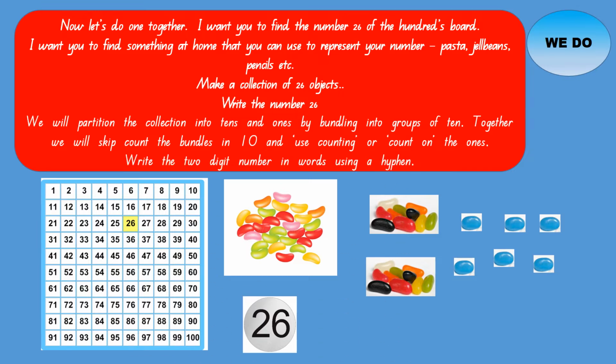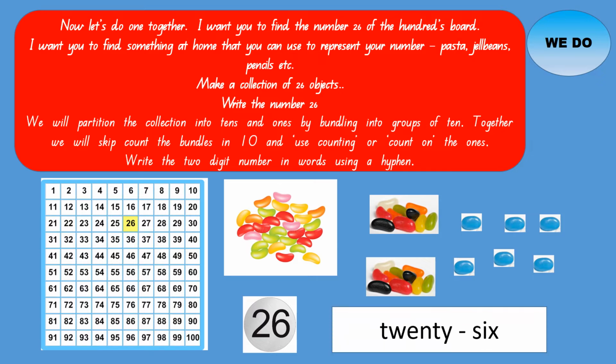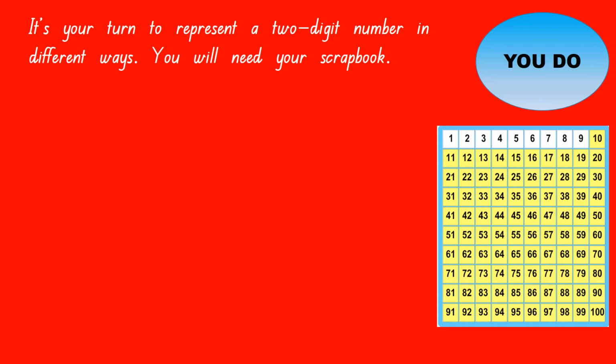Now I want you to write the 2-digit number in words using a hyphen. When we write 20, we spell it T-W-E-N-T-Y. Then we put our hyphen, and spelling number 6 is really easy. We can sound it out: S-I-X, S-I-X, and we've got the number word twenty-six. Great job, everybody.